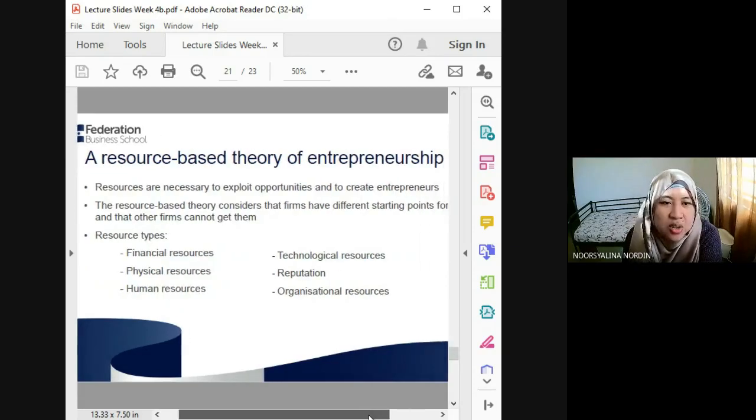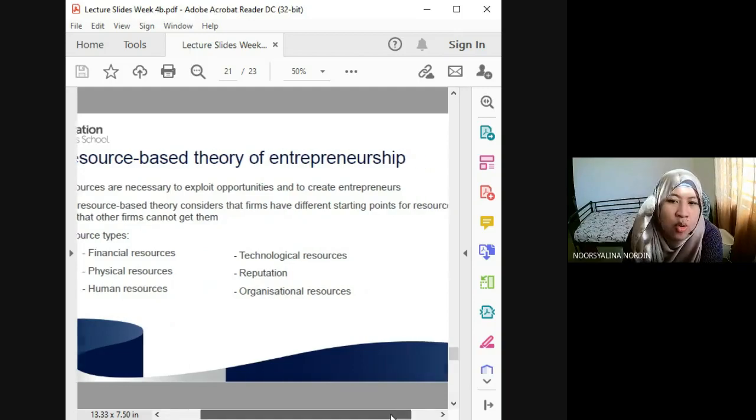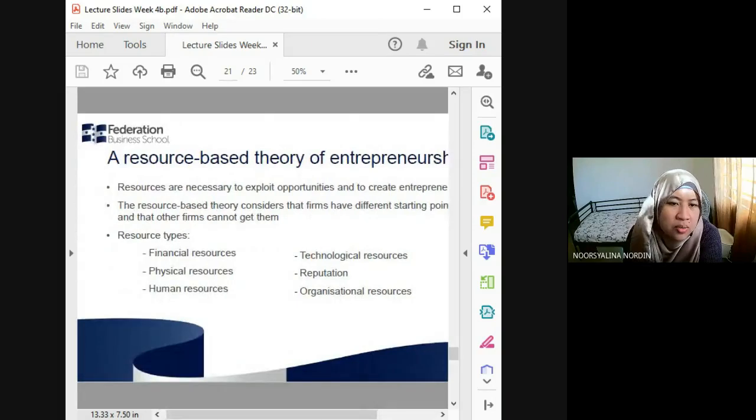Okay, resource-based theory of entrepreneurship. Resources are necessary to exploit opportunities and to create the entrepreneurs. So the resource-based theory considers that firms have a different starting point for resources, and that other firms cannot get them. So they have a few resource types. We have financial resources, physical resources, and human resources.